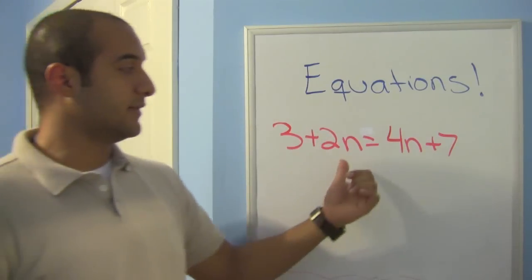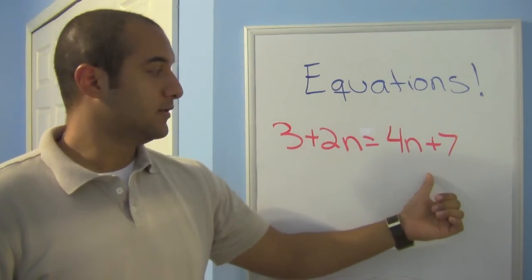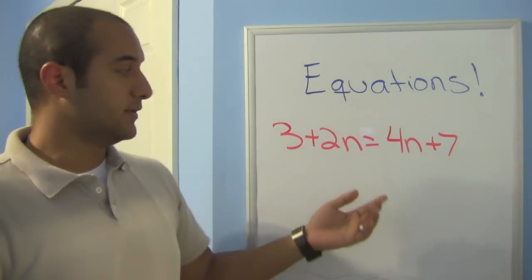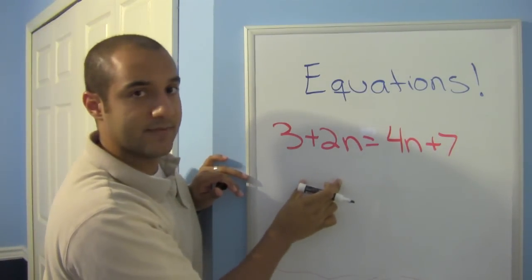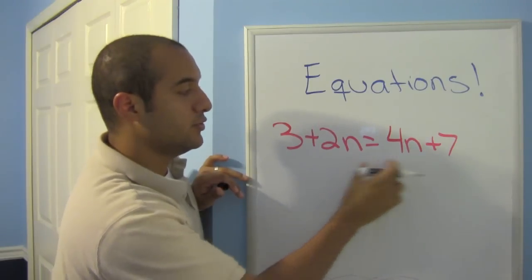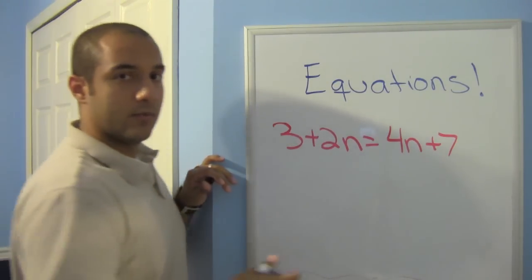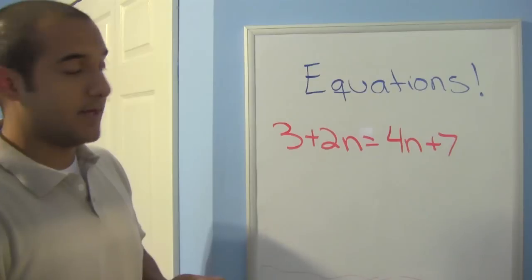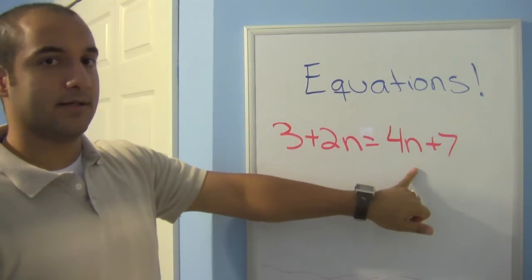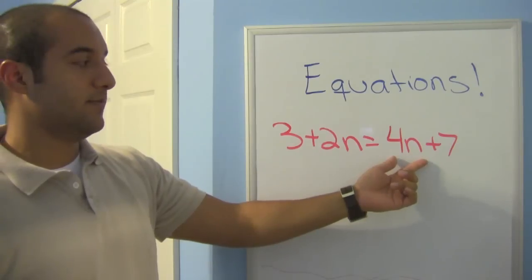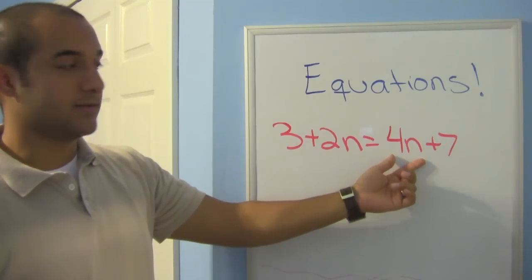Notice that I have the variables on the left and the right side. What I'm going to do is choose whether I move the 4n to the left side or the 2n to the right side. Whatever way you choose, it doesn't matter. You're going to get the same answer. What I'm going to do is move the 2n to the right side. Why? Just so I can keep my variable positive.